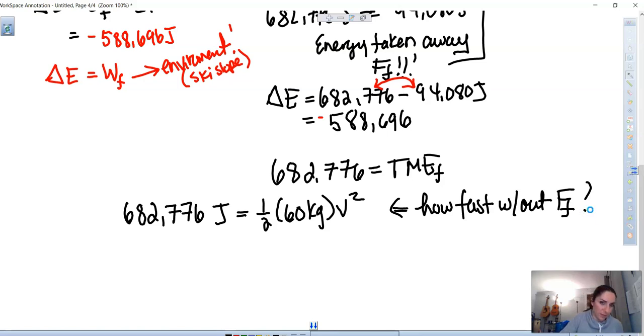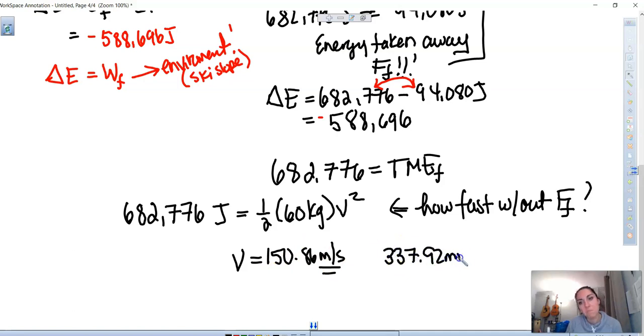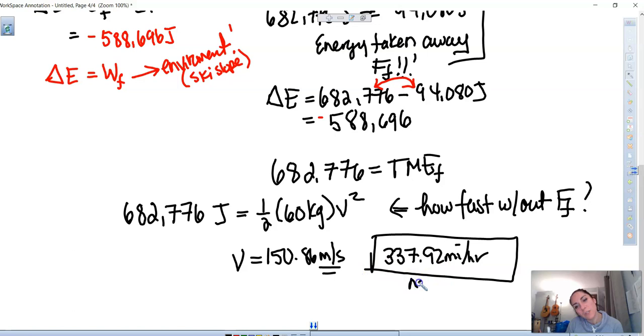So I'm going to go ahead and solve that. 682,776 times 2 divided by 60, square root the answer. V is 150.86 meters per second. So 150, that sounds fast. That's in meters per second. I'm going to convert this to miles per hour. You don't need to know how to do this. But that's 337.92 miles per hour. That's no friction.